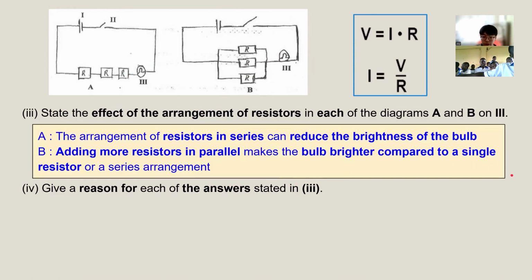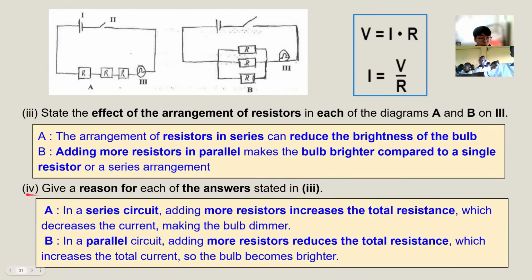Yeah, great job. So this is the explanation. You can maybe read through it. In A, the resistors are in series. This can reduce the brightness because it has less current. In B, adding more resistors in parallel makes the bulb brighter because it has more current. Okay. We already did part 4 too. We've already looked at how series increases resistance and parallel decreases resistance.